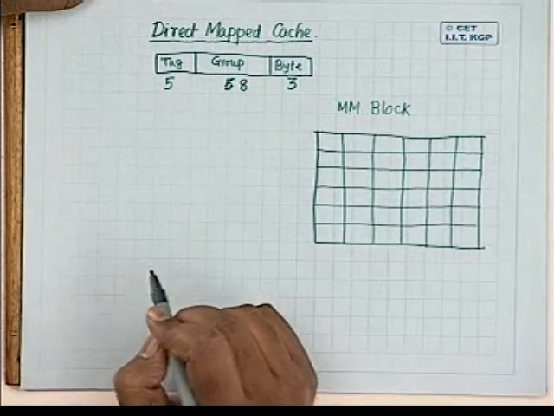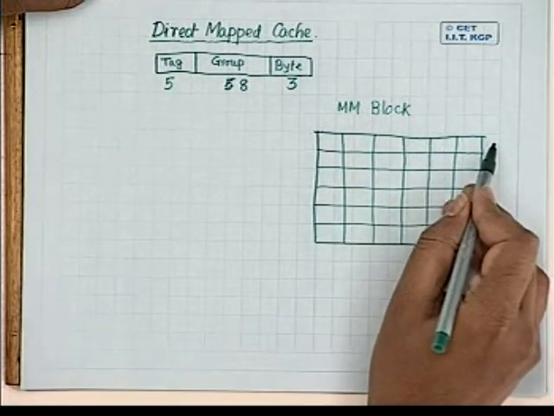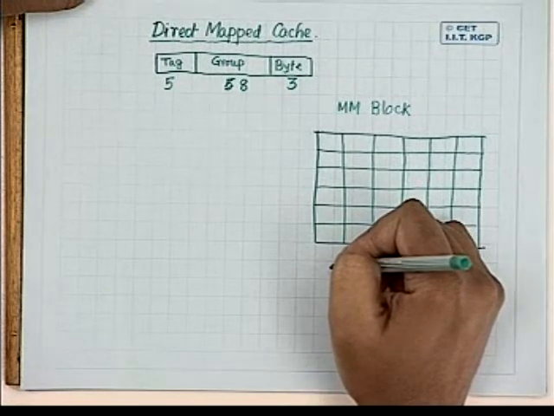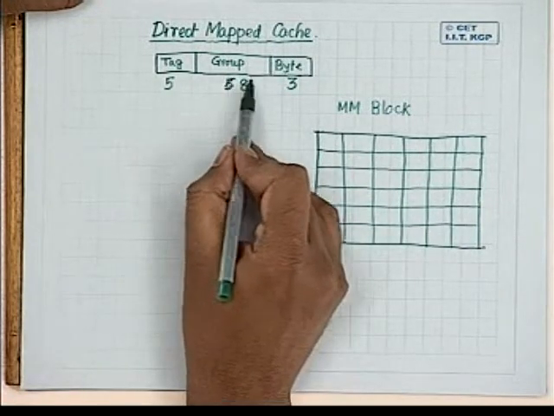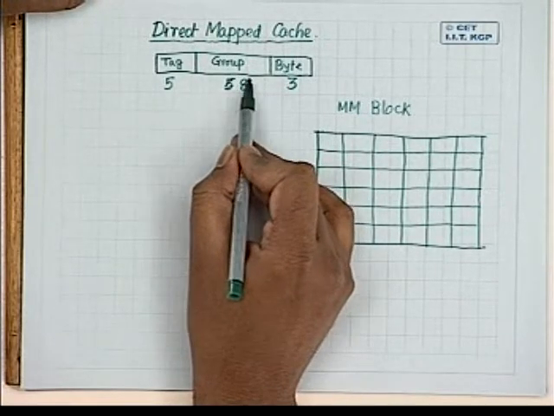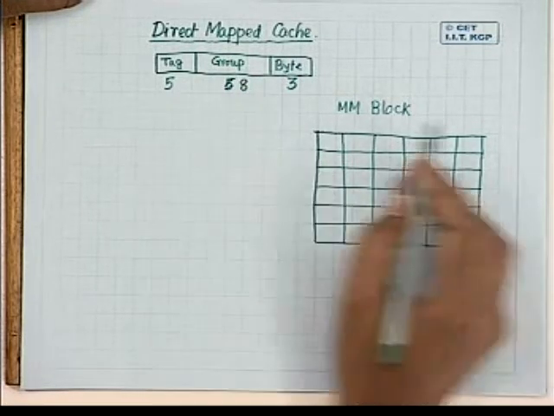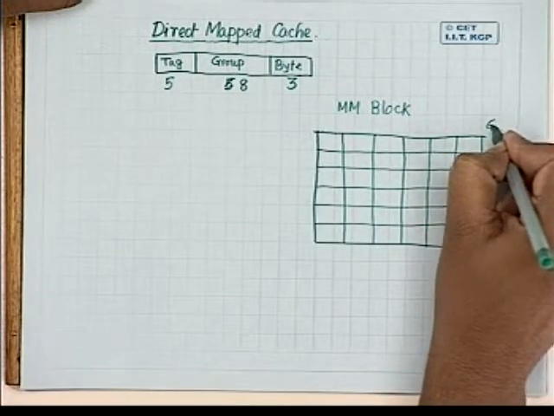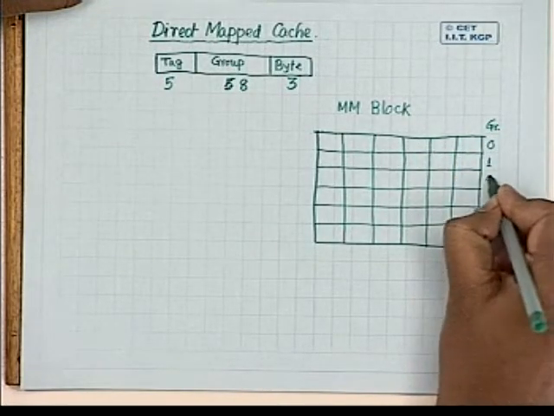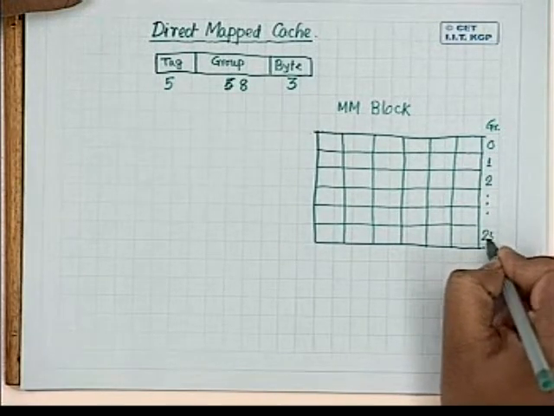Okay. Now, every row in this array will identify a particular group, and every column will identify a particular tag. Because we have group identification which consists of 8 bits, that means with the help of 8 bits we can identify one of 256 groups. So if I put the group numbers here, this is group number 0, this is group number 1, group number 2, and this way, the last one will be group number 255.